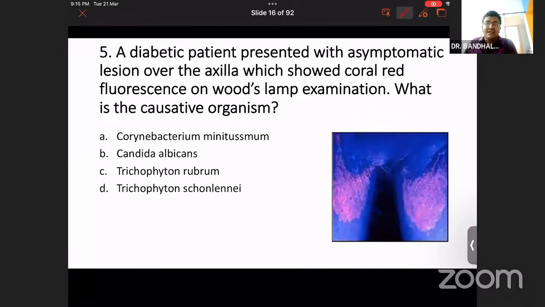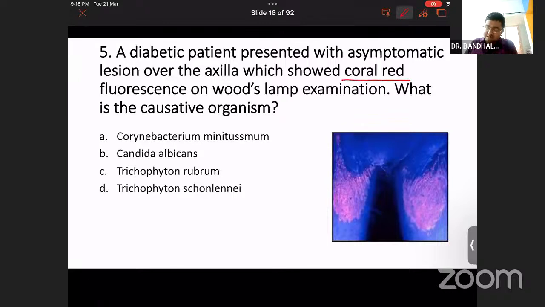Next question. A diabetic patient presented with asymptomatic lesions over the axilla which showed coral red fluorescence on Wood's lamp examination. What is the causative organism? Option A, Corynebacterium minutissimum. Option B, Candida albicans. Option C, Trichophyton rubrum. Option D, Trichophyton schoenleinii. Here the image is also given, showing the coral red fluorescence.